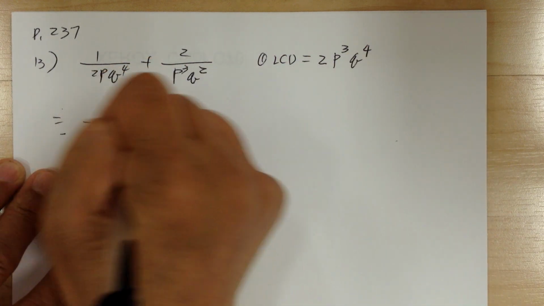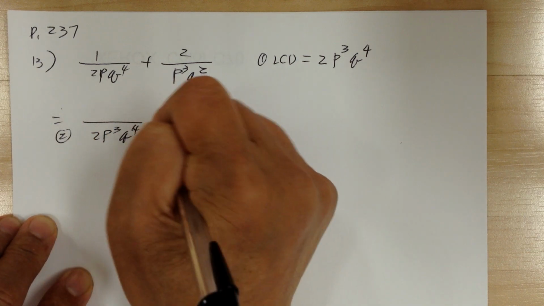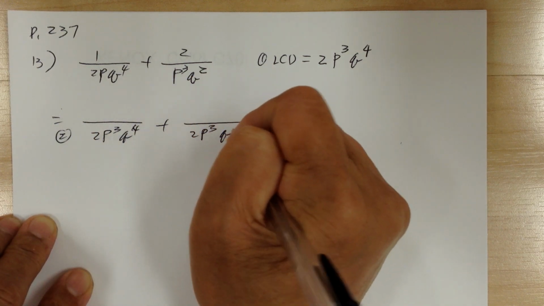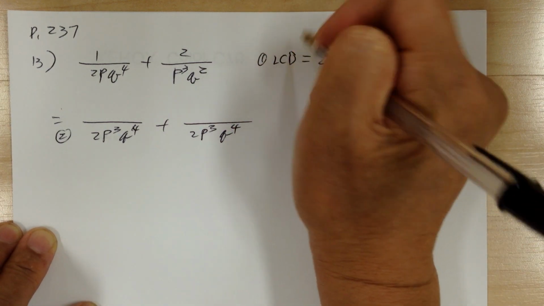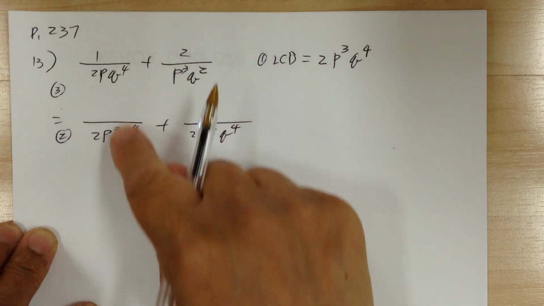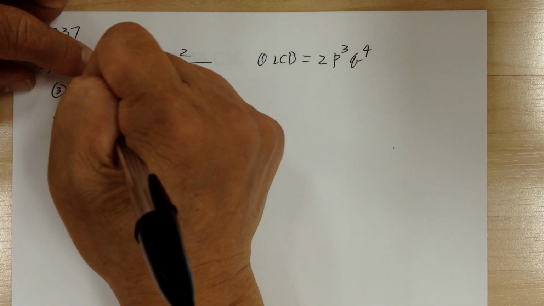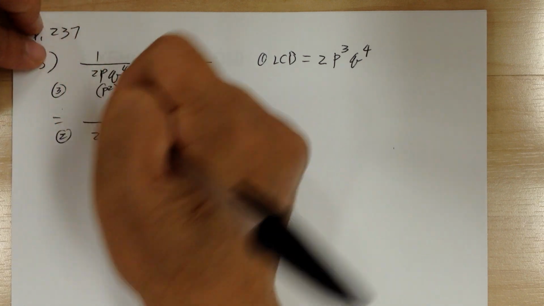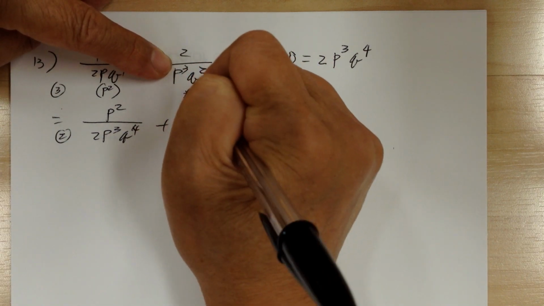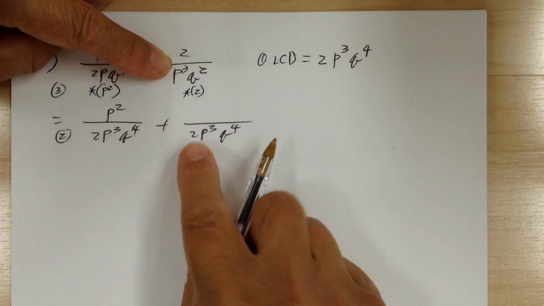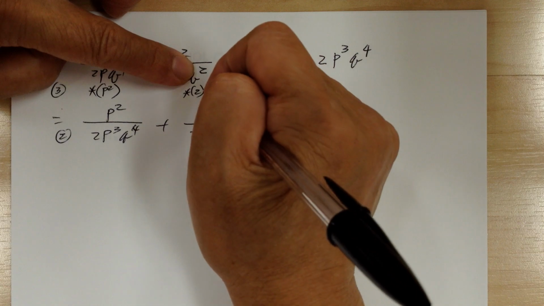So step 2, go and get your LCD. So 2P cubed Q to the 4. Again, get your LCD down here. Then step 3, figure out how you're going to get from here to here. What are you missing? Again, go down number, alphabet. So you need to get P squared. And that's it. So you get P squared. This one over here, again, you need to get the 2. So again, number, alphabet, and you need to get Q squared.